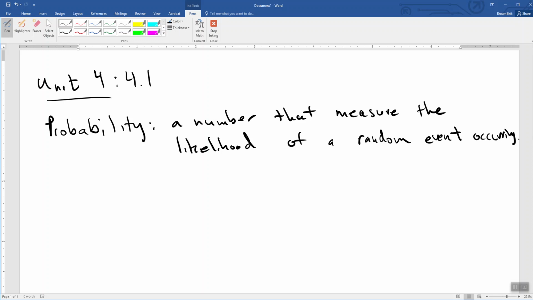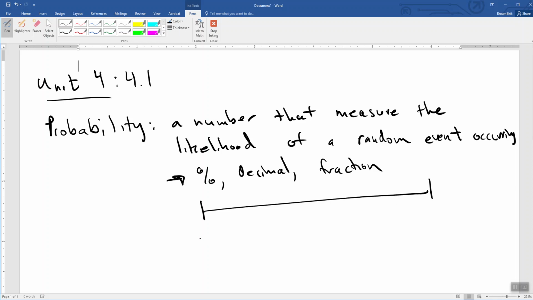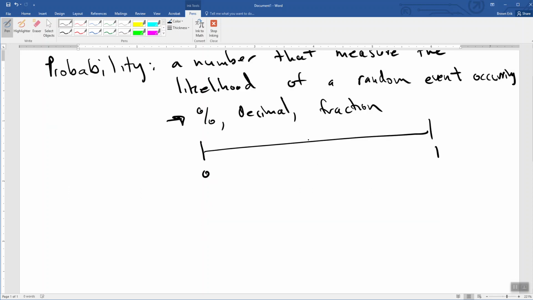And it's measured as a percent, a decimal, or a fraction, provided each of those representations is a number between 0 and 1. And we associate some words with these numbers. For example, 0 means the event is impossible, so it can't occur, it won't happen. And 1 means the event is certain to happen.